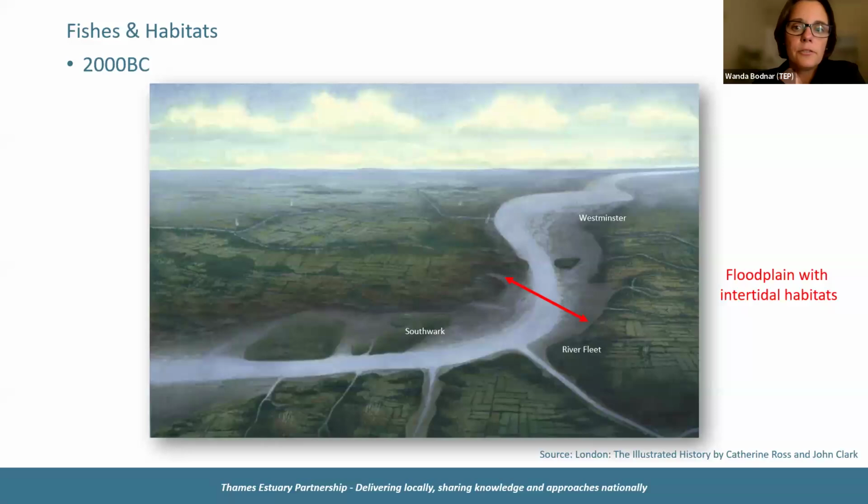This is an illustration showing how the river could have looked in 2000 BC. The north bank was marshy and densely wooded, and the south bank was a lower-lying muddy and marshy floodplain with sand and gravel islands.